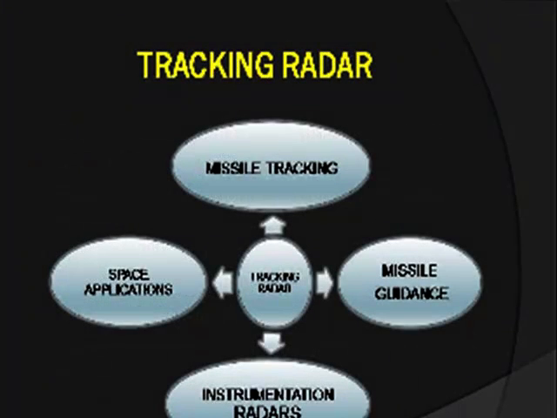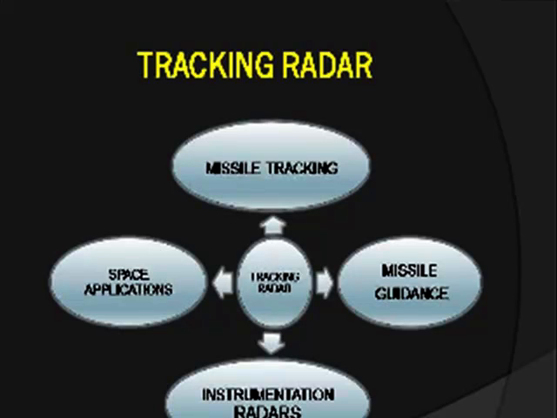In this figure, you can see the applications of tracking radar. One is in space applications to track the satellites. Then for missile tracking, that is to understand in which direction the missile is traveling presently and what will be its future position in such a case. This will be useful to eliminate the incoming missiles very efficiently.